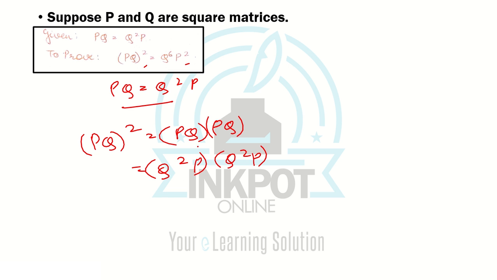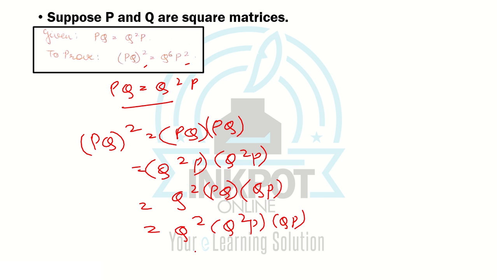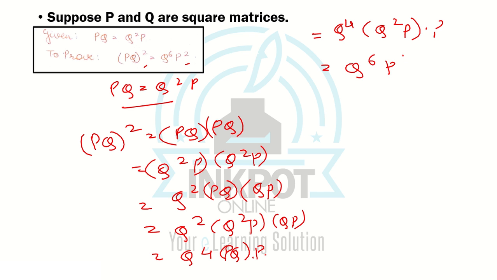Now, the first thing, again, you would like to substitute again because you want to get Q's at a higher power. So you can write this out as something like Q square P into QP. So you would have Q square P, QP, which is equal to Q to the power 4, PQ into P. Which is equal to Q to the power 4, Q square P into P, which is equal to Q to the power 6 P square. So you have proved it.